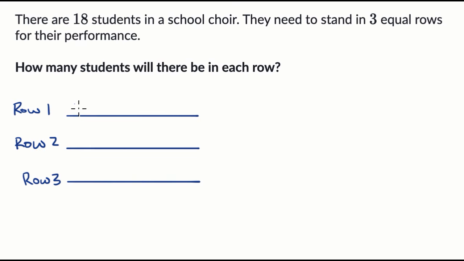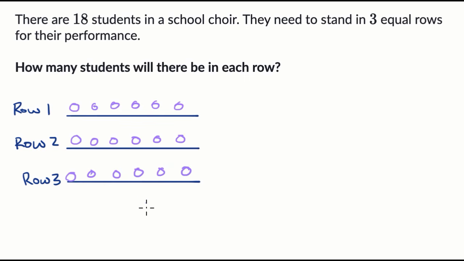So I'm going to put the first student in row 1, the second student in row 2, the third student in row 3. And so I'm just going to keep doing that, doing one at a time into each row. So 1, 2, 3, I'm going to count all the way to 18. 4, 5, 6, 7, 8, 9, 10, 11, 12, 13, 14, 15, 16, 17, and 18.